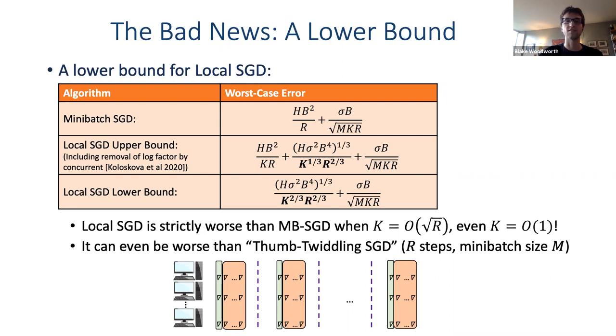So to illustrate this, consider the following pretty dumb algorithm, which I'll call thumb-twiddling SGD. Thumb-twiddling SGD is an algorithm where each machine takes a single SGD step at the beginning of the round of communication, and then it just sits and twiddles its thumbs until it's time to communicate. So this is obviously strictly worse than mini-batch SGD, and it's in some sense equivalent to local SGD where you just don't do the 2nd through kth local steps.